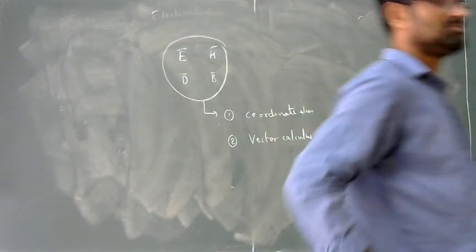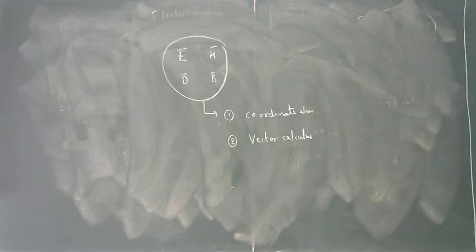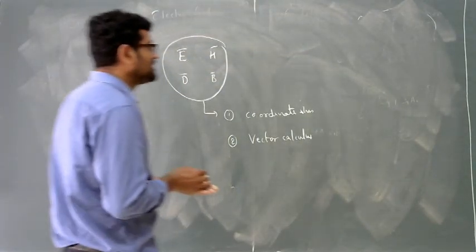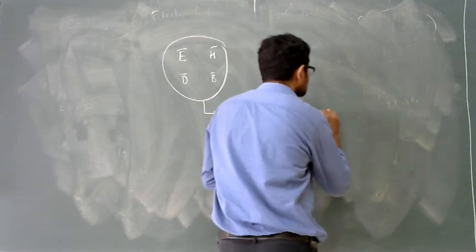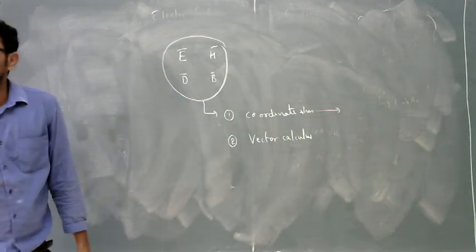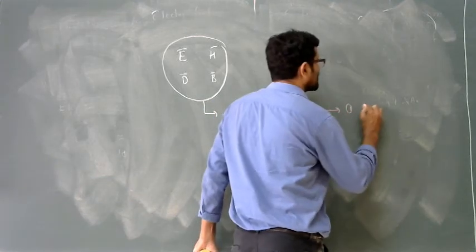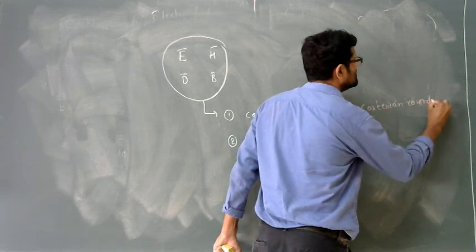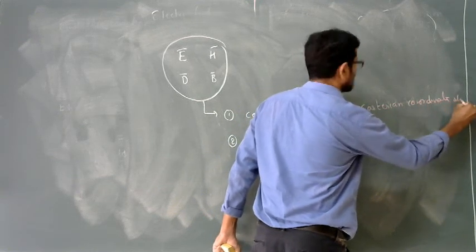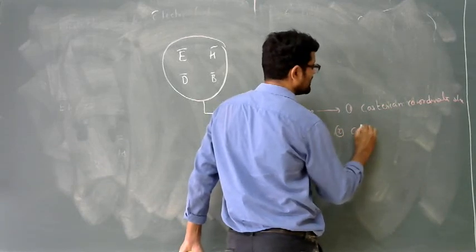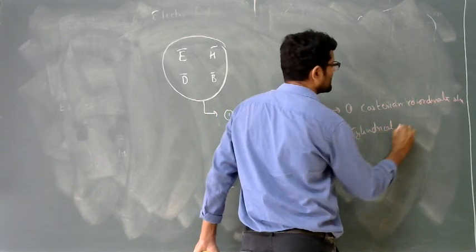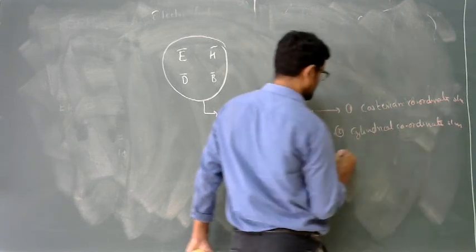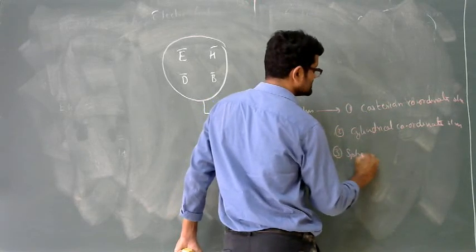With these 2 mathematical tools, we will see how the electric field varies with respect to time. If you go to coordinate systems, how many types are there? These coordinate systems are of 3 types. First one, Cartesian coordinate system. The second one, cylindrical coordinate system. Third one, spherical coordinate system.